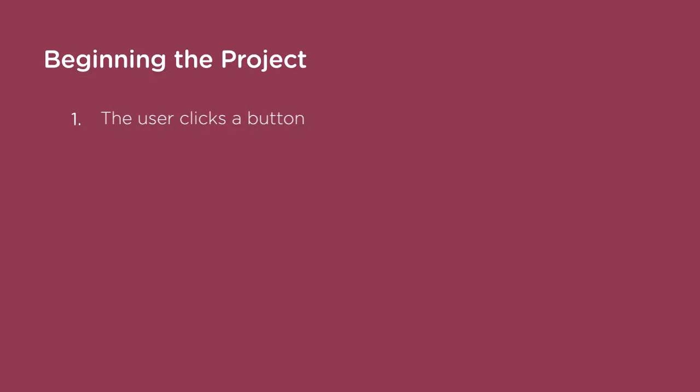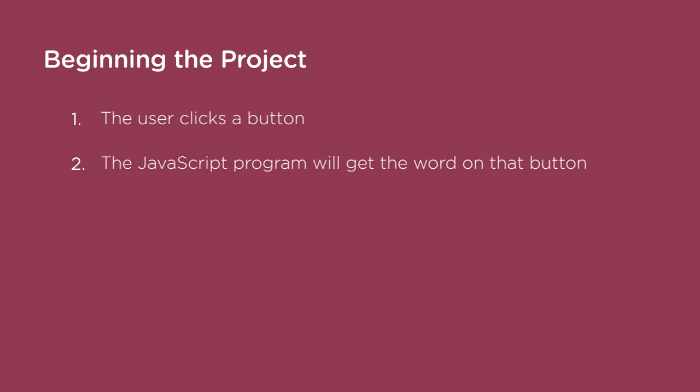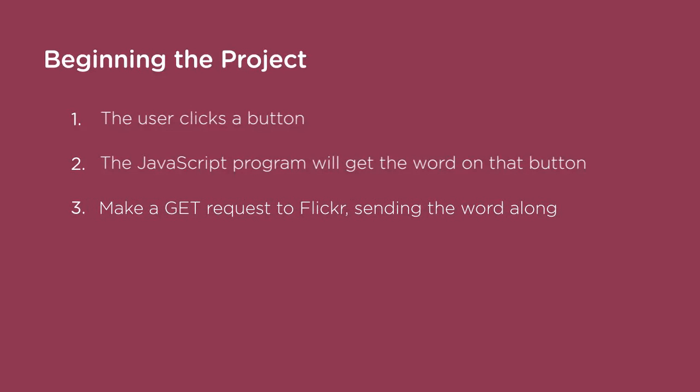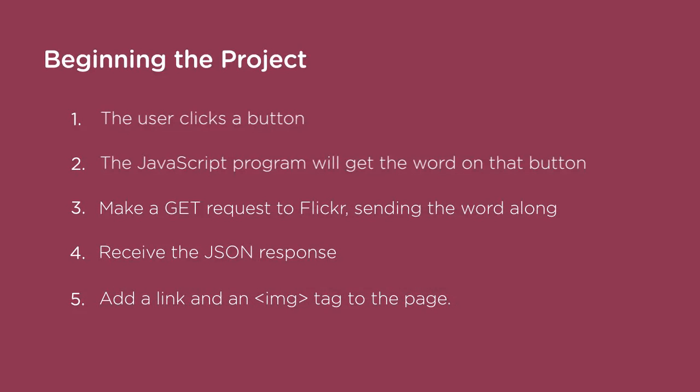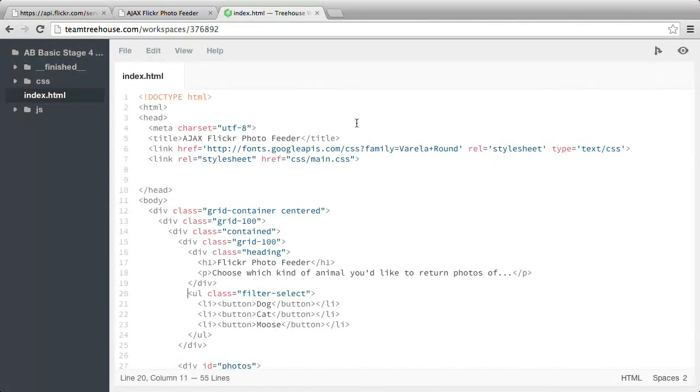See, the user clicks a button, then the JavaScript program will get the word on that button, cat, dog, moose, make a GET request to Flickr sending the word along, receive the JSON response, and then go through each item in the returned data and add a link and an image tag to the page. The designer gave you starter HTML and CSS files.